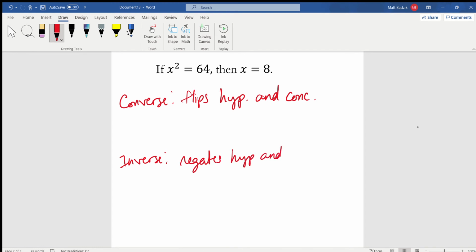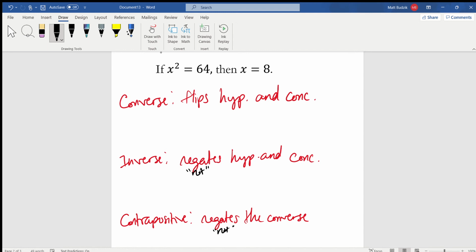And then last, we have what's called the contrapositive. The contrapositive negates the converse. Okay? Now think too, remember, negate is just a fancy word. In our case, for this class, not. Okay?